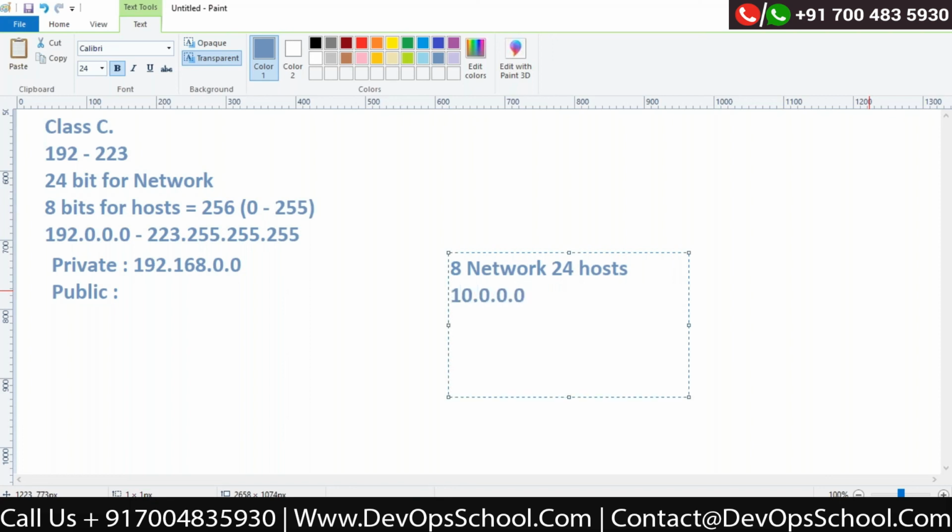The private IP address range would be given. A private IP address is an IP which you can use within the organization for communication purposes free of cost. In class B, 16 bits are for network and 16 bits for host. Correct? Here also, they are giving an equal distribution. 2 raised to 16, that many networks you can create. 2 raised to 16, that many hosts you can create per network. Correct? Per network, how many hosts you can create? 2 raised to 16. Correct?